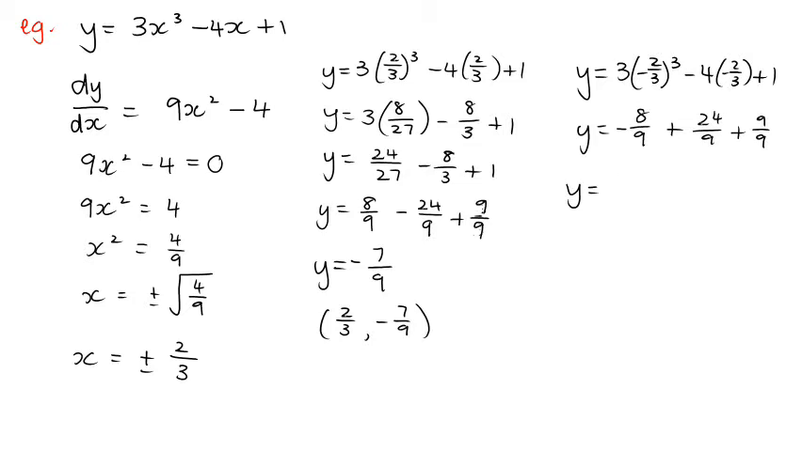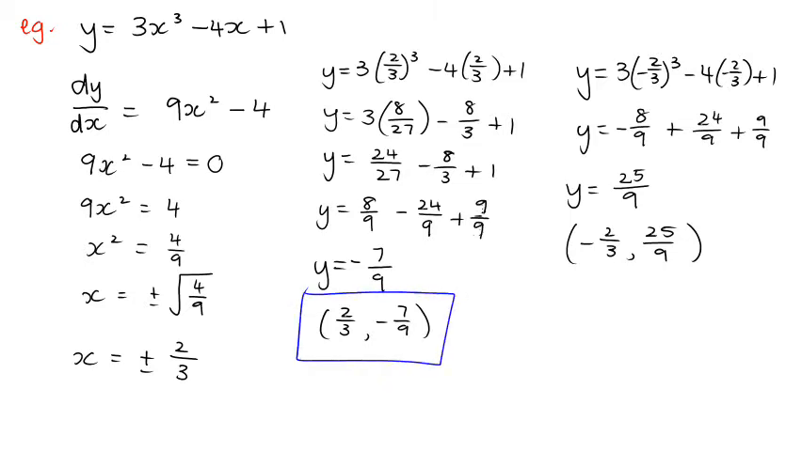Yeah, so this should be 25 on 9. So we've got the point negative 2/3 and 25 on 9. Right, so those are our two stationary points. This one here and this one here. Right, now we need to figure out what type of stationary point they are.